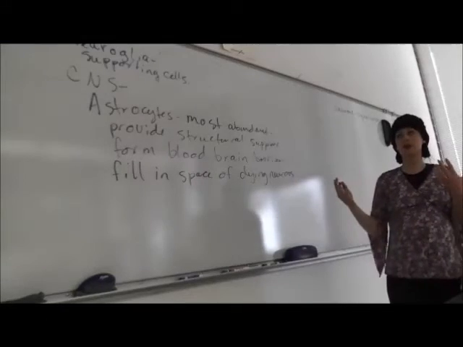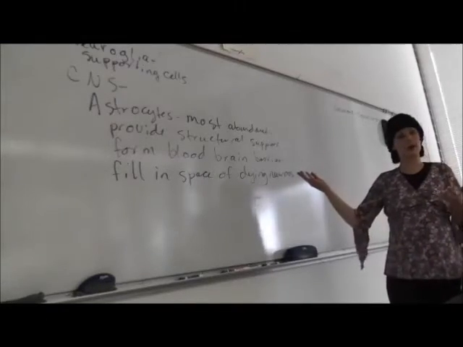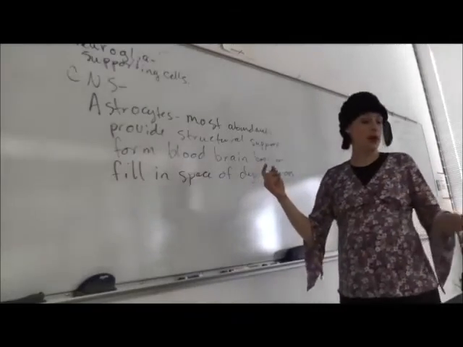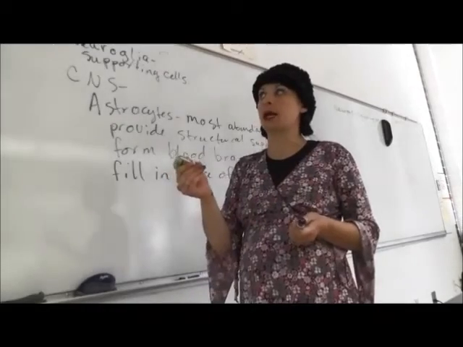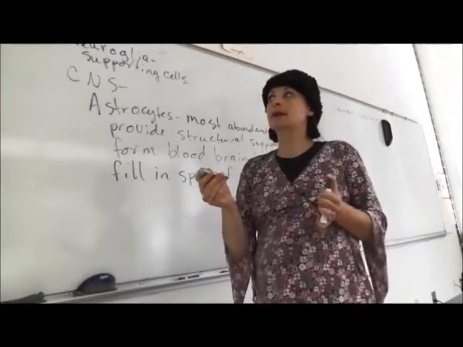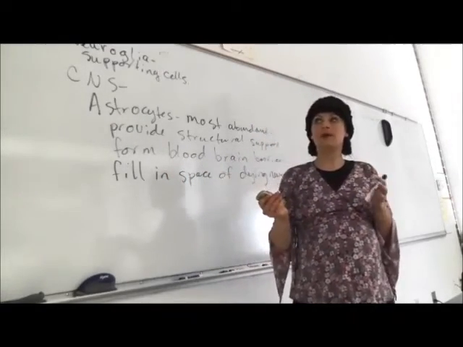A couple things just to think about. Well, what's a blood-brain barrier? Why do we have it? The blood-brain barrier protects the brain from the passive passage of materials from your blood into your brain. And so it keeps most stuff out.